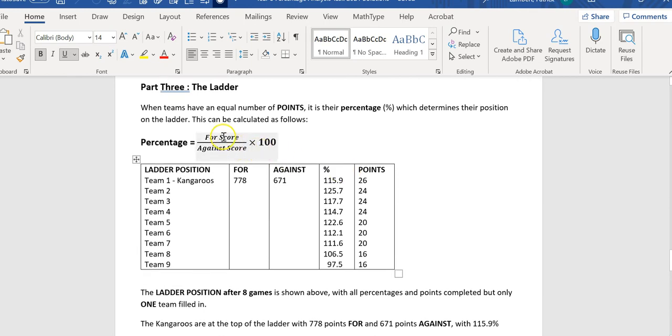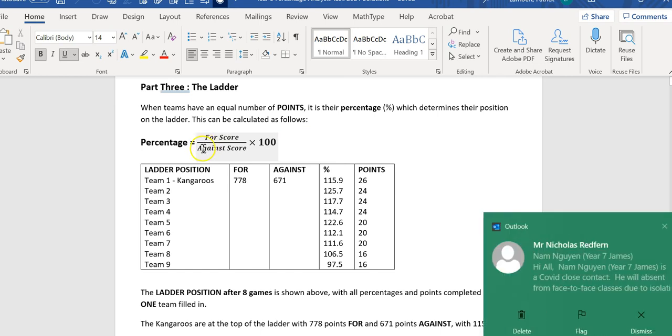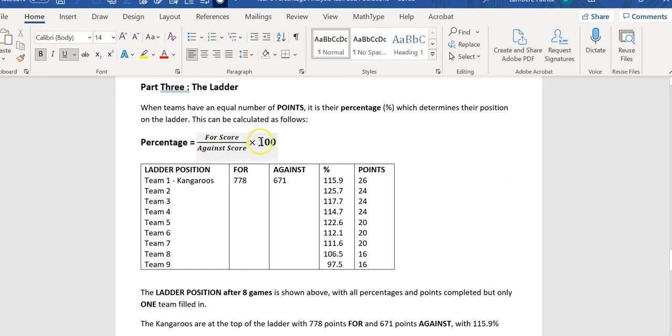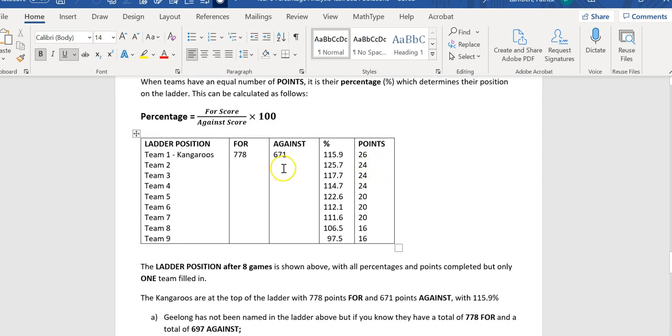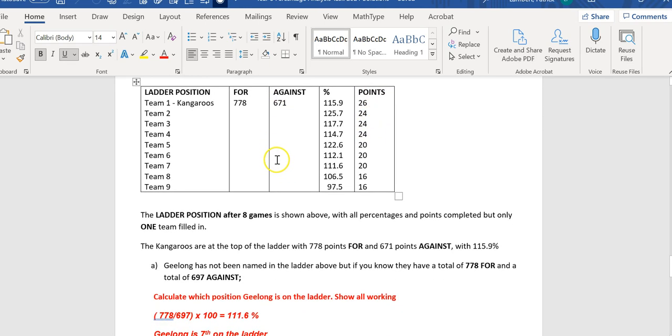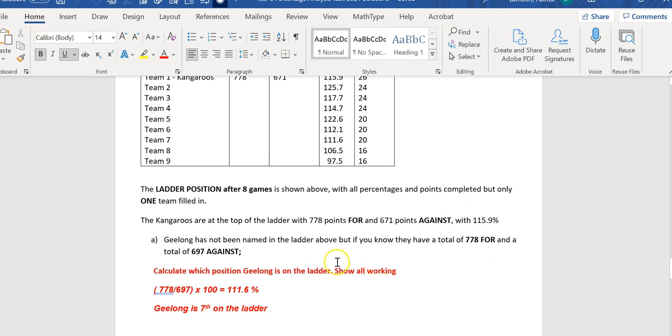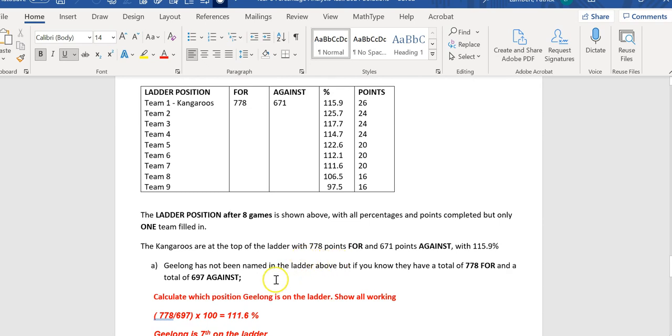Then the for and against: what you kick as a score goes over what's kicked against you, and it's multiplied by 100. So you're trying to find one amount as a percentage of another amount, and you are then multiplying that by 100. And you'll see when you do that, you'll see that North Melbourne has 115.9%. So you're asked to calculate which position Geelong is.